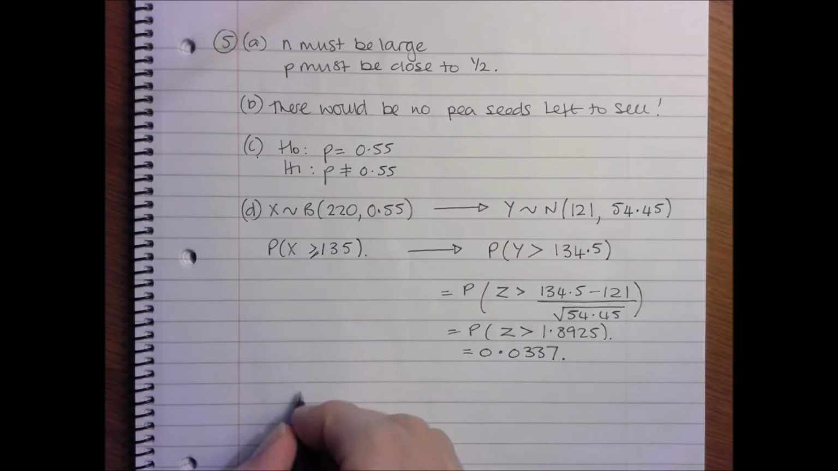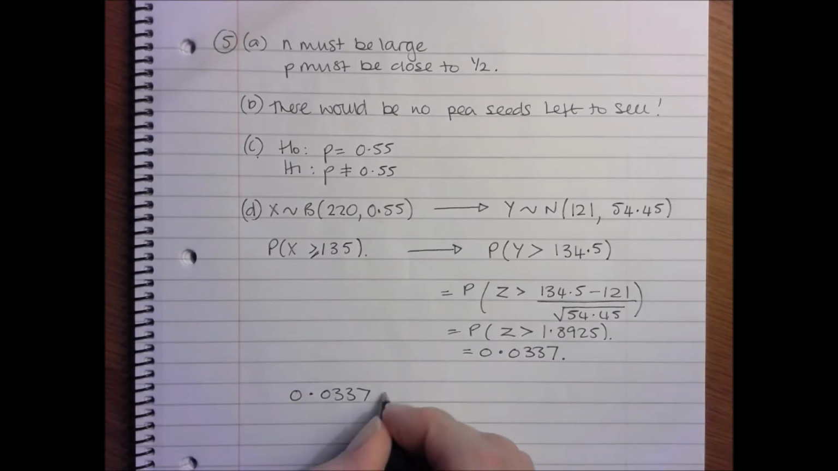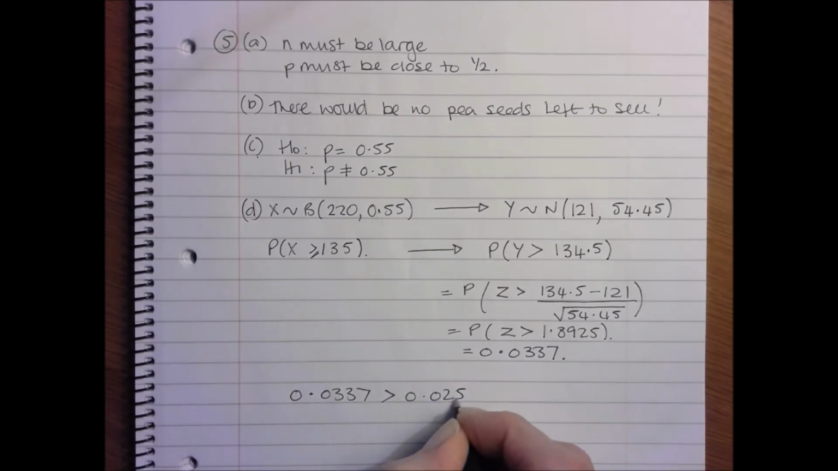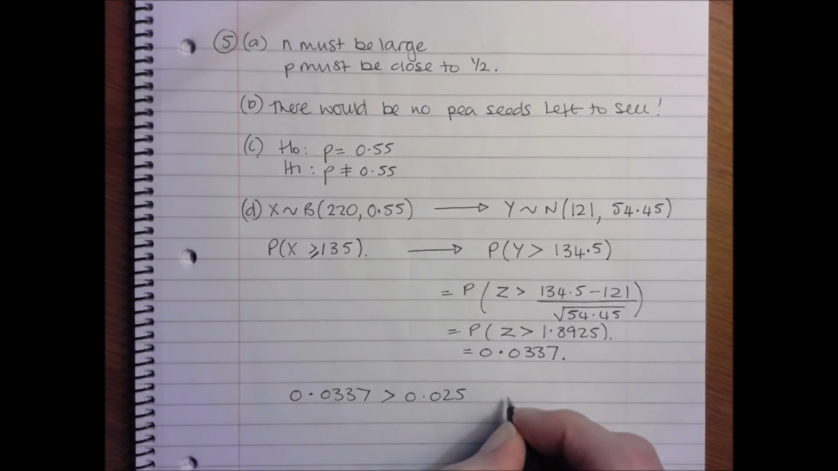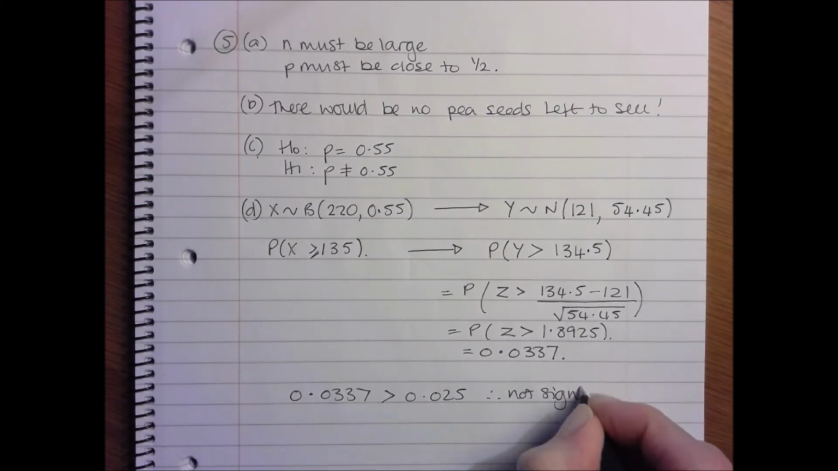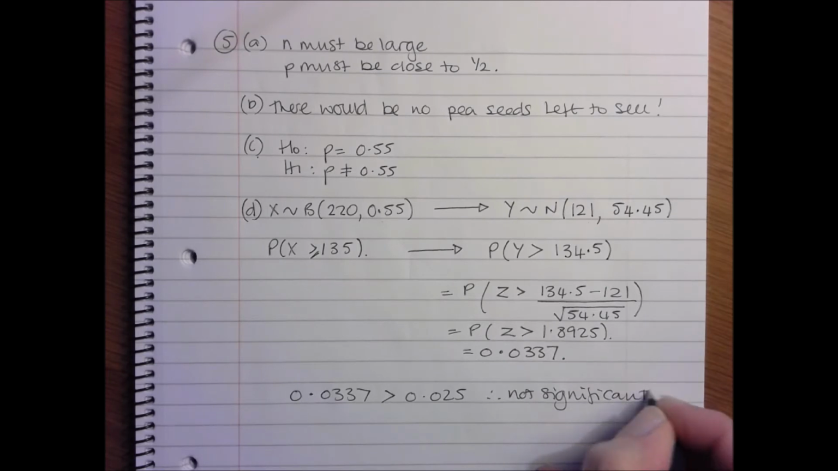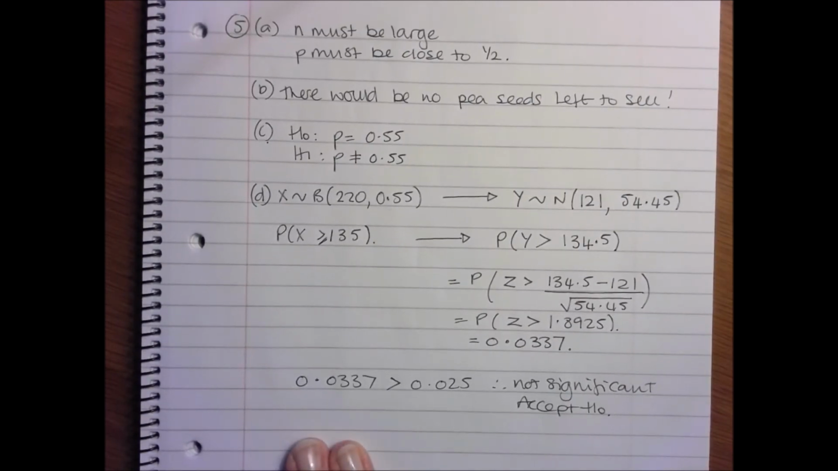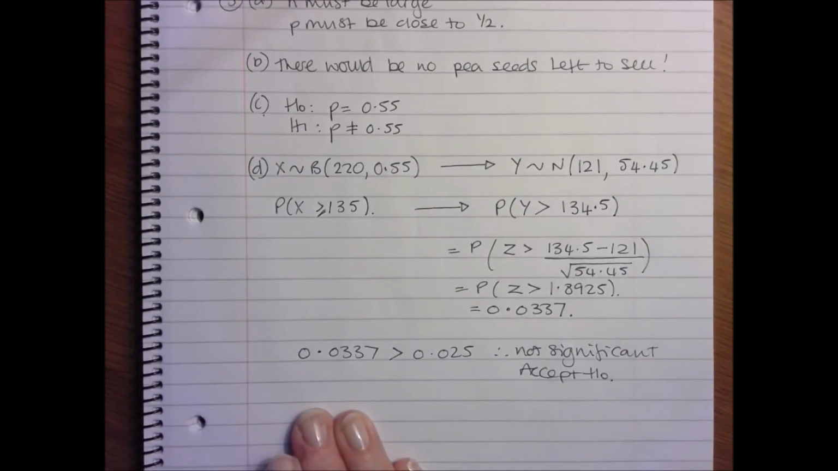And then to conclude, I've got a 5% two-tailed test, so I'm looking at 2.5% each end. So I'm going to say that 0.0337 is bigger than 0.025. Therefore it's not significant. I'm going to accept H0, and don't forget that you need a comment in context to get the last mark of the question.